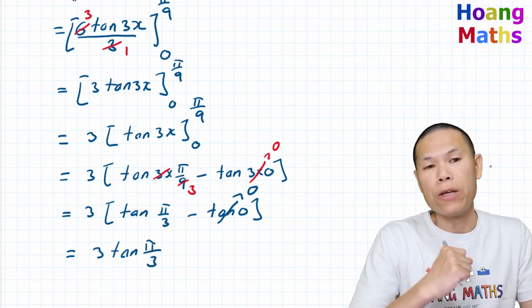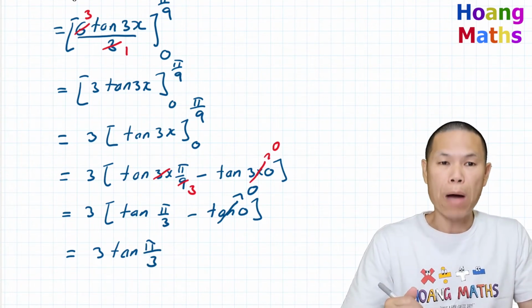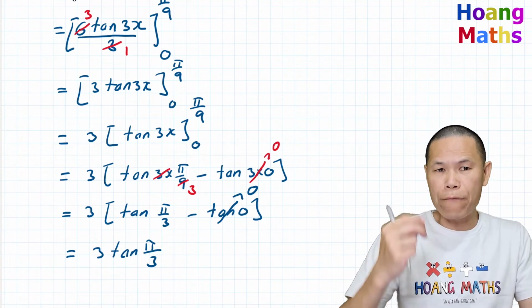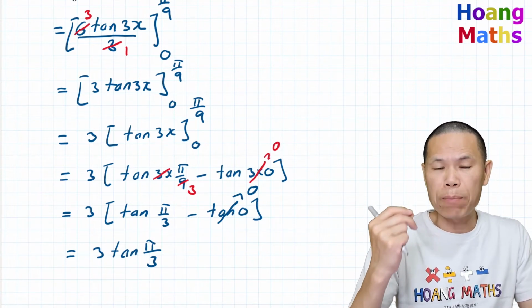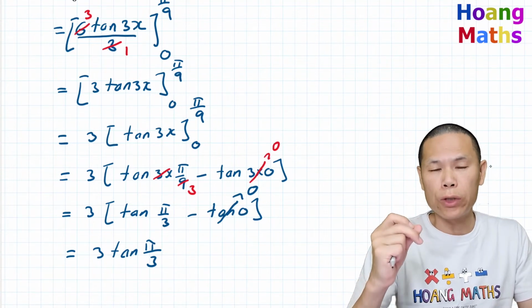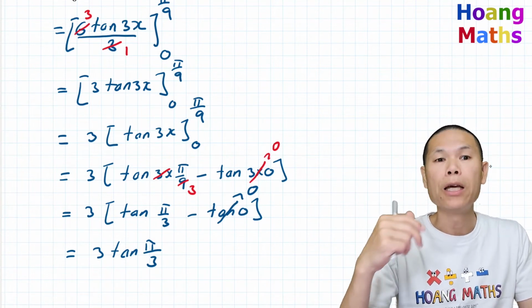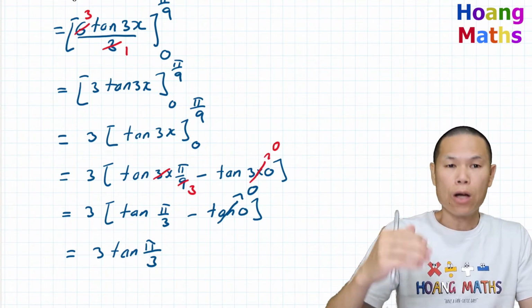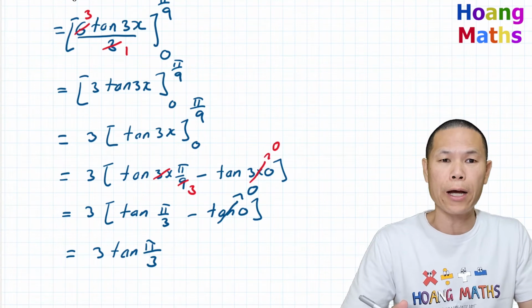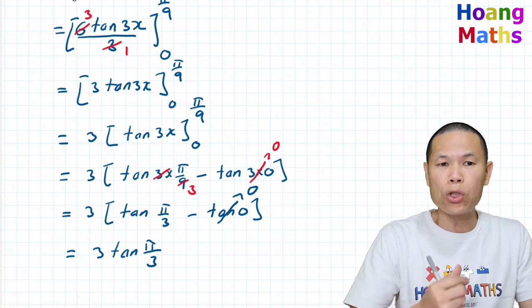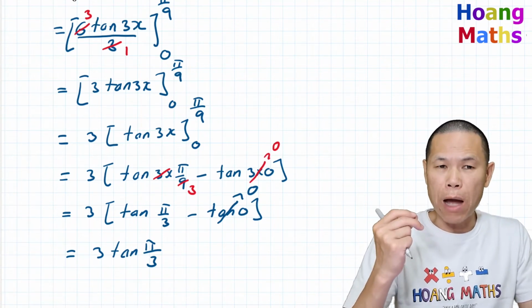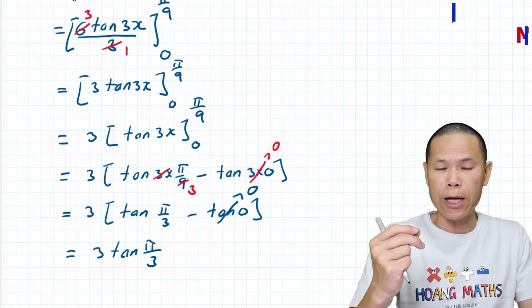Now we just need to evaluate tan of pi over 3. To work it out, first of all, we know that tan pi over 3 is square root 3, because tan of 60 degrees is pi over 3. Otherwise, of course, you can put that on a calculator. Let me just show you one more time how to work out tan of pi over 3 by using a calculator.